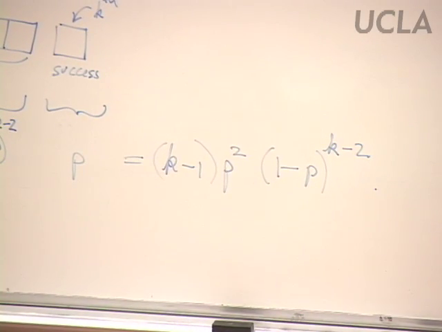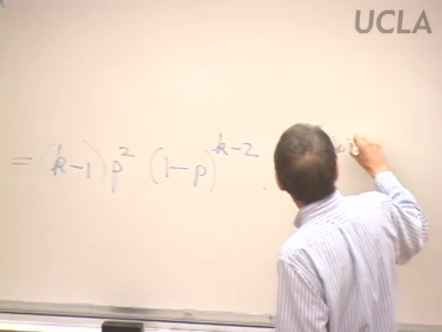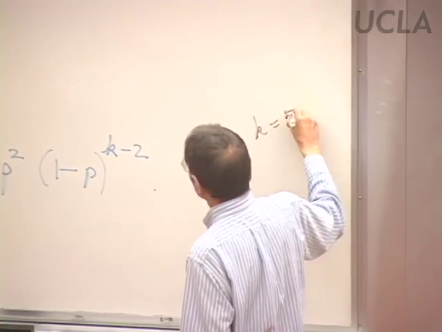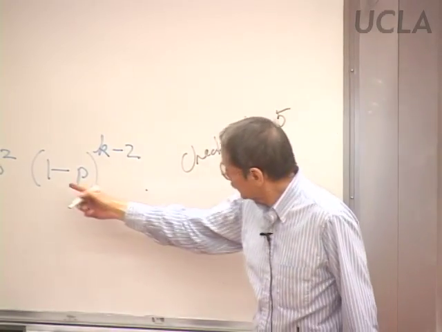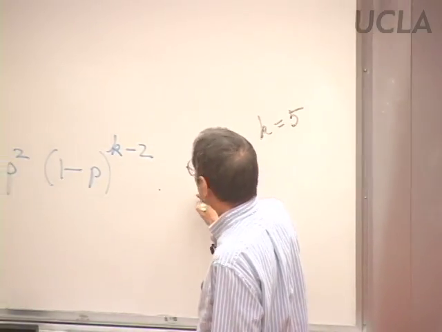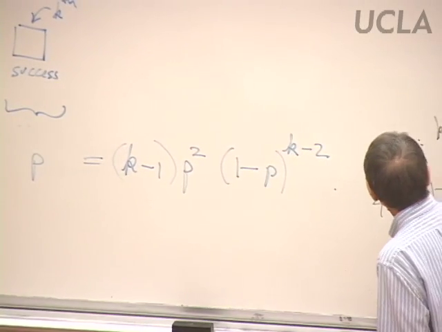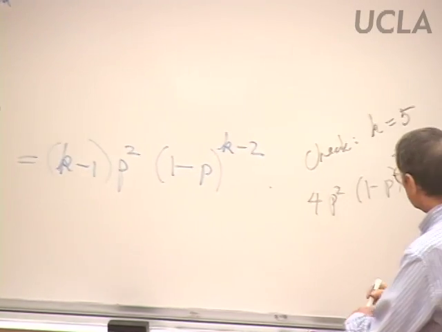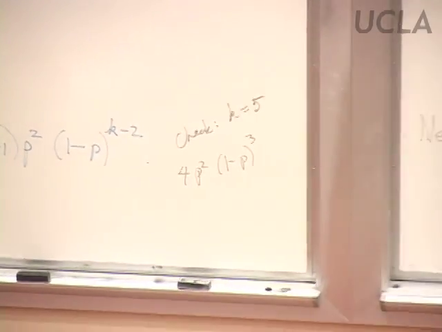Well, as a check, what if k is 5? Then it should agree with what we got before. Well, if k is 5, k minus 1, that's 4. K minus 2 is 3. What luck.